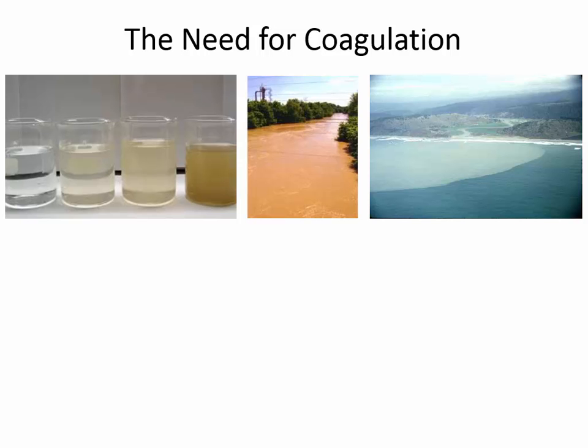Here are some images showing you the need for coagulation. What we see is clay particles that are turning rivers brown. The water itself is still clear, but it looks brown because of the suspended particles. Here you can see water from a river coming into the ocean, and where the river enters the ocean, there's turbidity, but then the ocean itself has a higher clarity there.